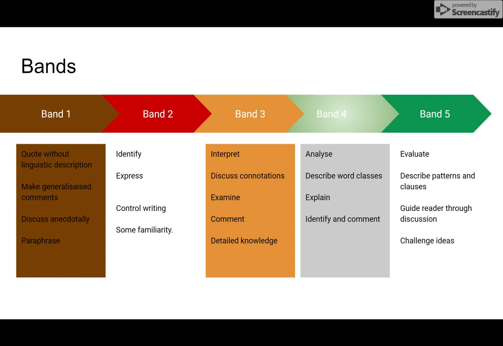There are 5 assessment objectives in English language, and the objectives carry different marks depending on the questions asked, and you'll see this later. You can see from the language in the bands roughly what they're looking for. At the top end, looking for evaluation, the ability to spot patterns and describe them, and more complex language features, being able to guide the reader through the discussion in a sophisticated way, the ability to challenge ideas.